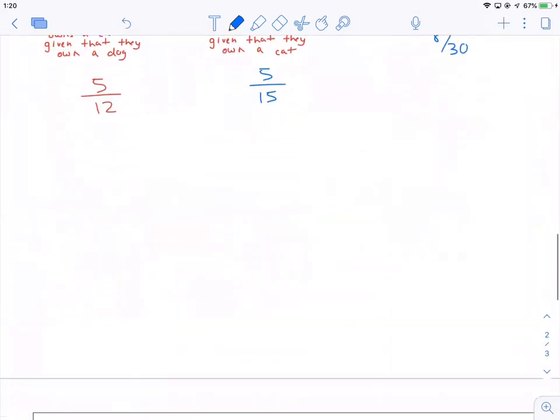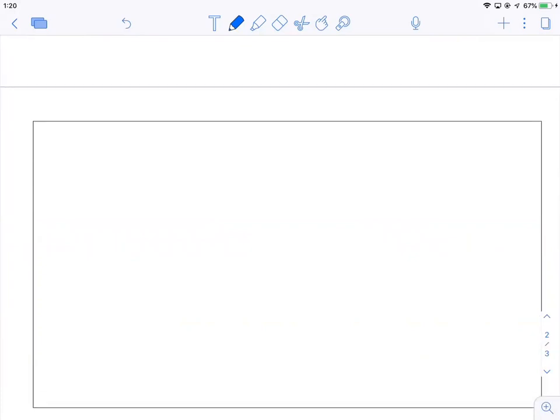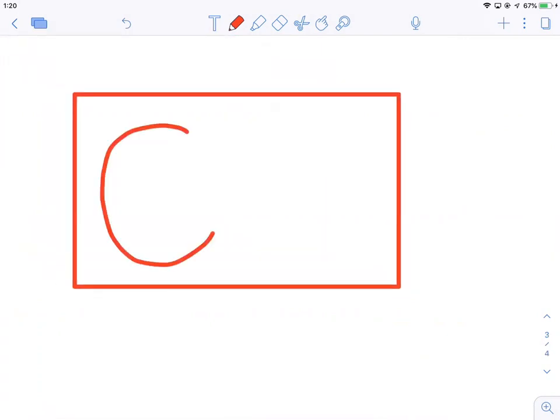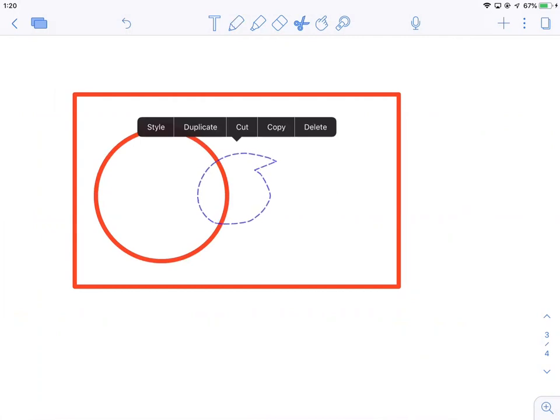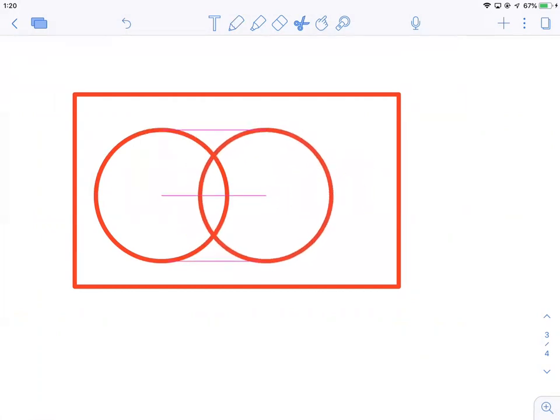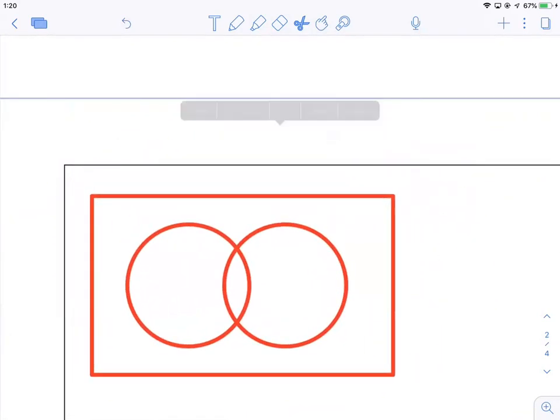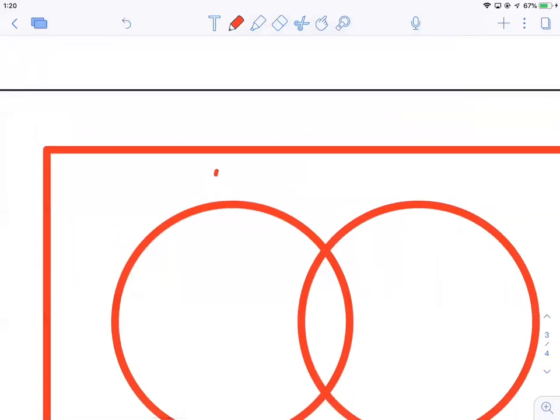All right, so I have this blank page here because I want to talk about some probabilities in terms of Venn diagrams. So draw a Venn diagram, starting with a rectangle and two circles. So we're going to take some notes here. So here's a Venn diagram. I'm going to call the two events of this Venn diagram A and B.